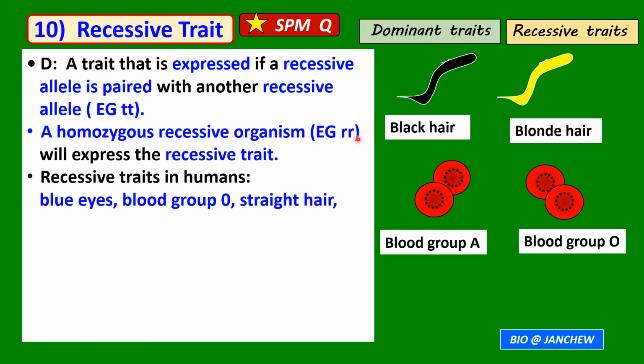Now, what are some recessive traits in humans? Blue eyes is a recessive trait compared to black or brown eyes, which is the dominant trait. Blood group O is a recessive trait compared to blood group A or B, which are dominant traits. Straight hair is a recessive trait compared to curly hair, which is a dominant trait. Can you give one more example of recessive traits? Okay, one more example can be blonde hair or yellow hair is a recessive trait compared to black hair, which is a dominant trait.